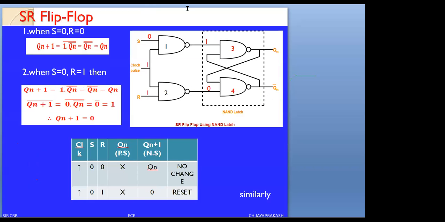Any doubts? If anyone has a doubt, please ask. Okay, when S equals 0 and R equals 1, whatever may be the previous value, here I am showing the value as X, right? Because whatever may be the previous value, the output in the next state will be equal to 0. Therefore, this is indicating the reset condition.